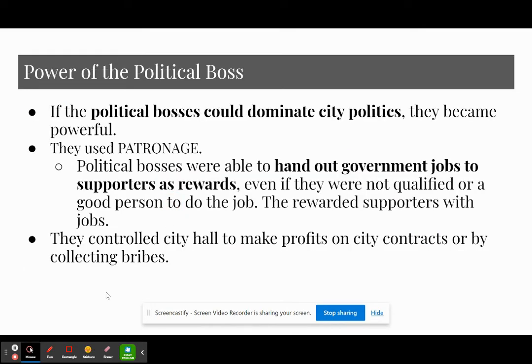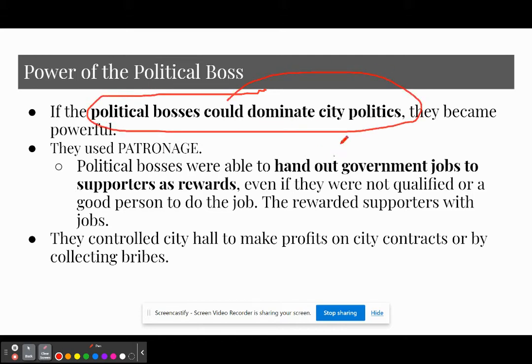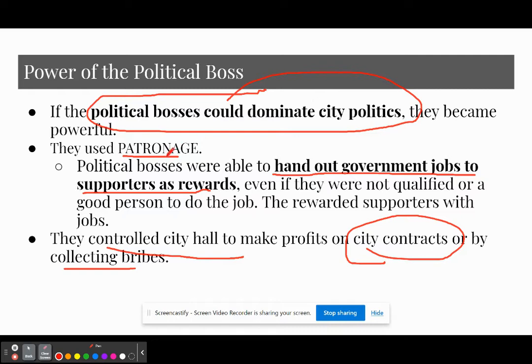So how did political machines obtain power? How did they gain their power? Well, political bosses could dominate city politics pretty easily, and if they did that, they became very powerful. So they did this by supporting immigrants, supporting workers, and then they in turn would support the political boss, okay? And they used a system called patronage, which meant that they could hand out government jobs to supporters as rewards, even if the person they were giving the job to wasn't qualified or a good person to do the job. They rewarded the supporters with jobs. And then they were able to control City Hall and make profits on city contracts or by collecting bribes. So they became powerful if they were able to dominate city politics through getting elected.